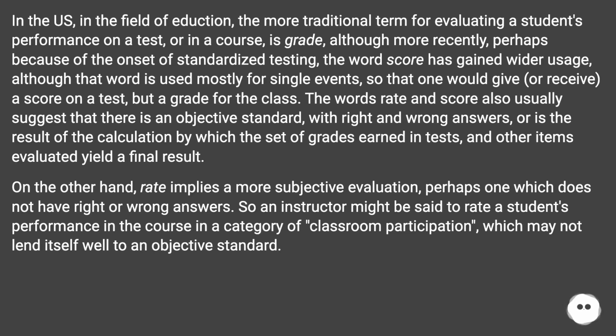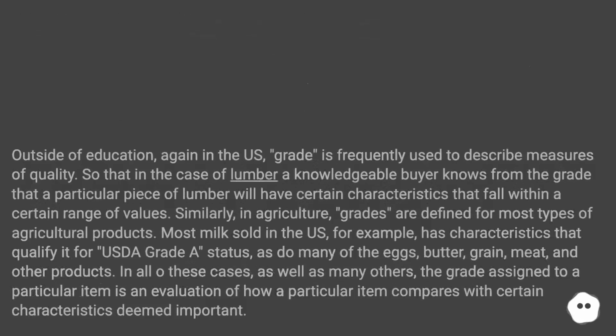The words grade and score also usually suggest that there is an objective standard, with right and wrong answers, or as the result of the calculation by which the set of grades earned in tests and other items evaluated yield a final result. On the other hand, rate implies a more subjective evaluation, perhaps one which does not have right or wrong answers. So an instructor might be said to rate a student's performance in the course in a category of classroom participation, which may not lend itself well to an objective standard.